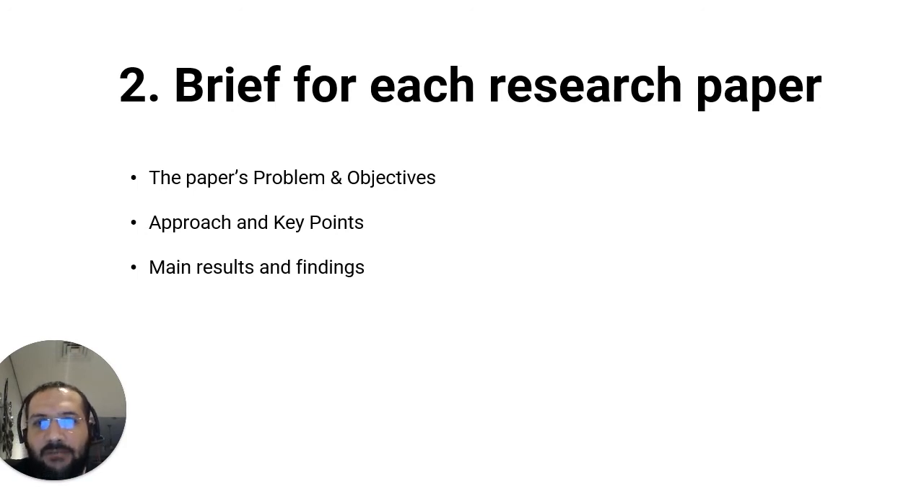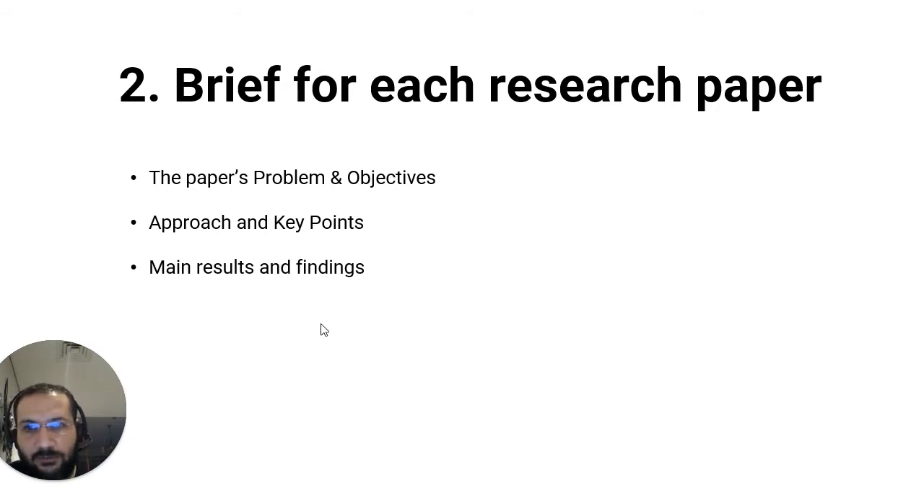So starting from section 2, we try to provide more details for each paper in regards to the problem, objectives, approach, key points, main results, and the findings. What we did is we tried to group all the research papers into two different categories. The first category focused more on object detection and classification, and the second category talks mainly about object detection only. Myself and Mr. Hani will talk about the first group.